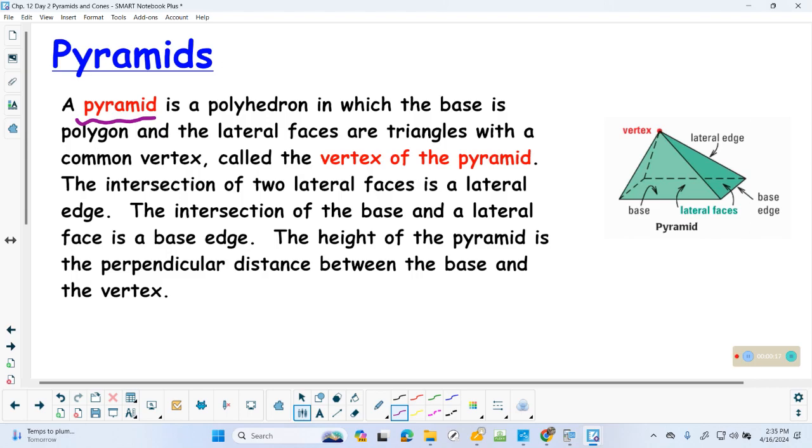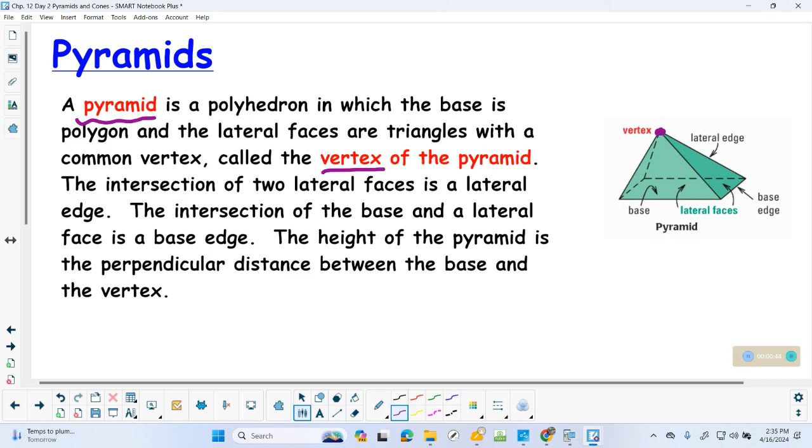Pyramid is a polyhedron in which the base is a polygon. Right away, I'm already thinking half-app. It's going to be coming at me. Where the lateral faces are triangles and a common vertex called the vertex of the pyramid. The intersection, we talked about this yesterday on prism. The intersection of two faces, we call that an edge. And then, of course, we also have the vertex up here at the top.